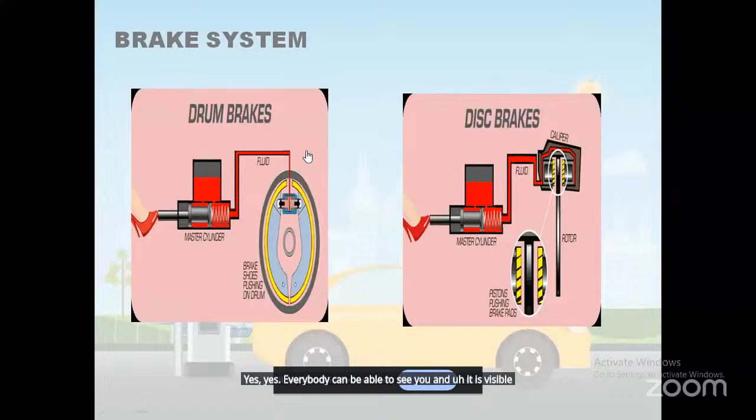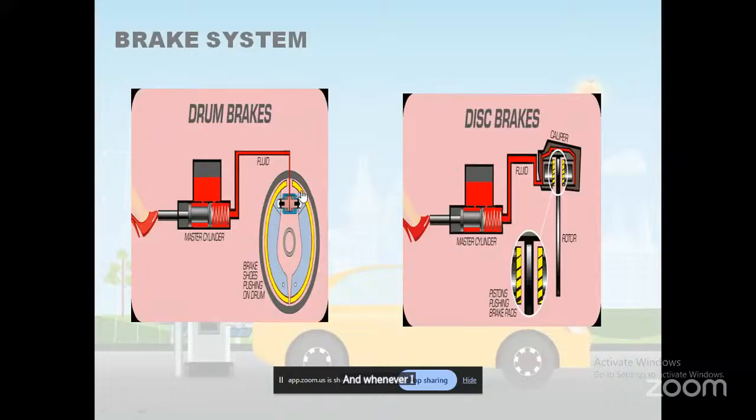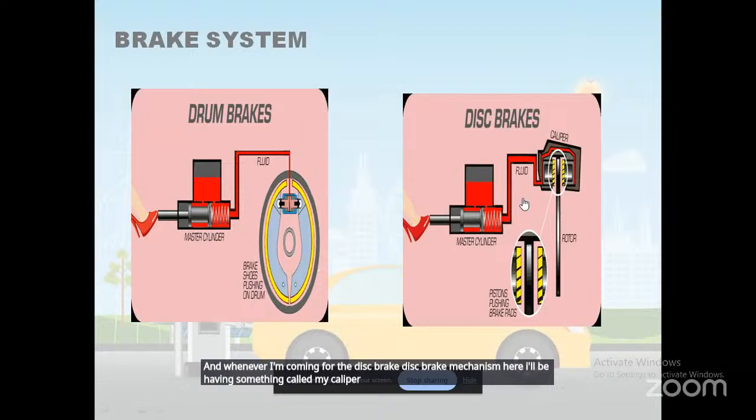Thank you. So the thing we stopped at is where we were dealing with the drum brake and disc brake mechanism. Whenever we are dealing with the drum brake mechanism, we'll have some fluid entering into the drum. Whenever I come to the disc brake mechanism, I'll have something called the caliper, which will act as my braking mechanism and stop the momentum of my wheels.